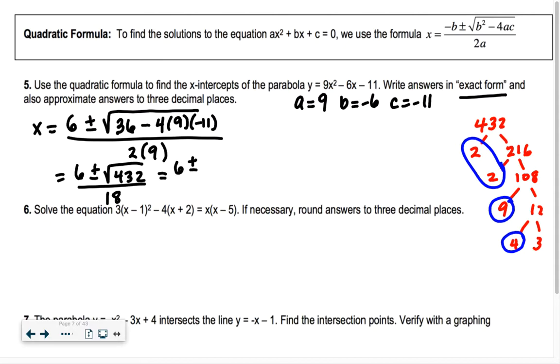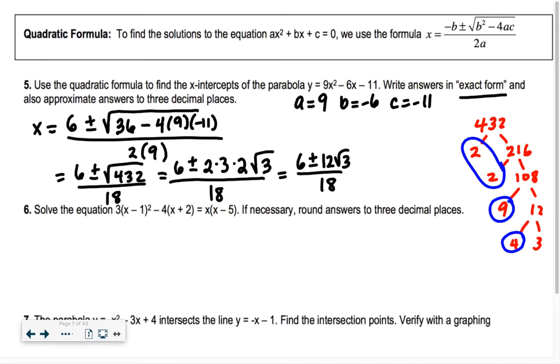So the square root of 2 times 2 was just a 2, right? The square root of 9 was 3, and the square root of 4 was 2. All of those are on the outside. The 3 is left on the inside. So do you guys see how it's 12 root 3? If you put the 12 back in, you would square it. 12 squared times 3 is 432. Okay. So we have 6 plus or minus 12 root 3 over 18. And now we reduce.